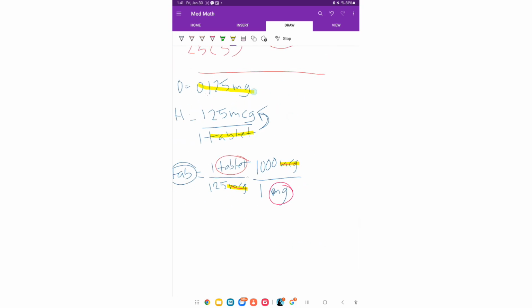And we just so happen to still have what was ordered. So let's cross cancel this. 0.125 over 1 milligram. So it looks like we have a milligram here. I can cross cancel both, and I'm only left with tablet. So when I write that out, 1000 times 0.125 divided by 125, that gives us 1 tablet.